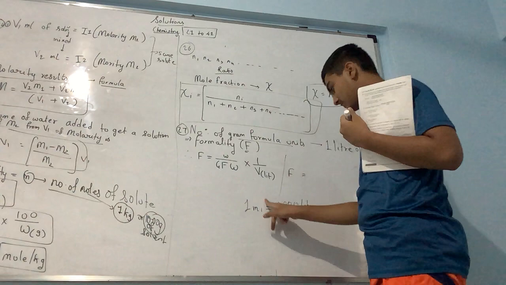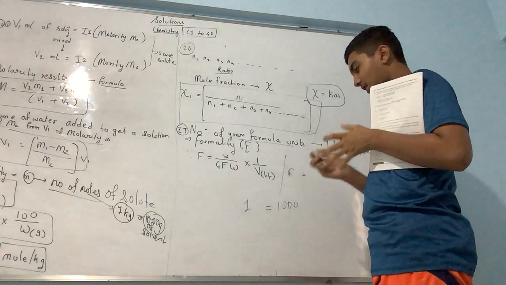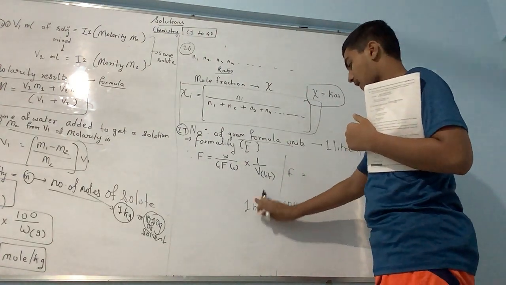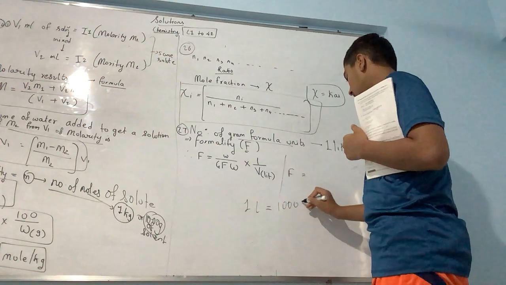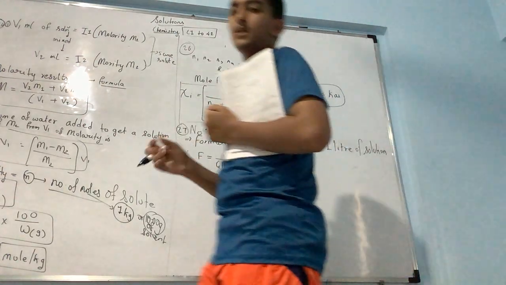Sorry, my mistake. It is the same, I have written the units wrong. Later, 1 liter is equal to 1000 ml. Okay.